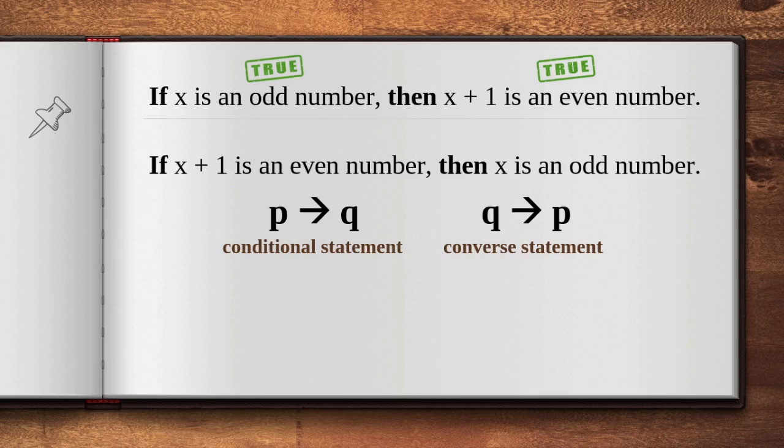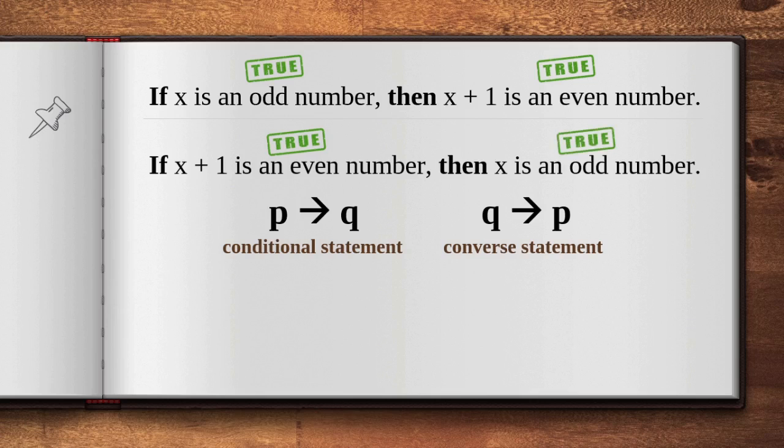How about our converse statement? Is this also true? X plus 1 is an even number. This part is true. It's just like saying that this is our given. X plus 1 is an even number. Then x is an odd number. Our conclusion is also true.